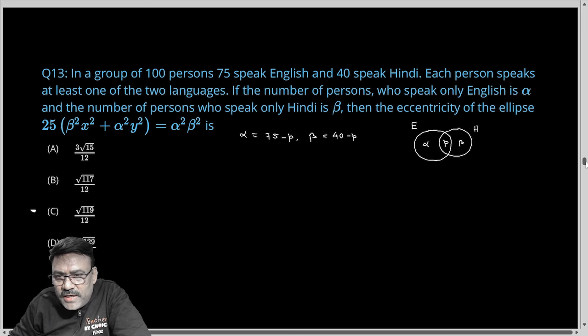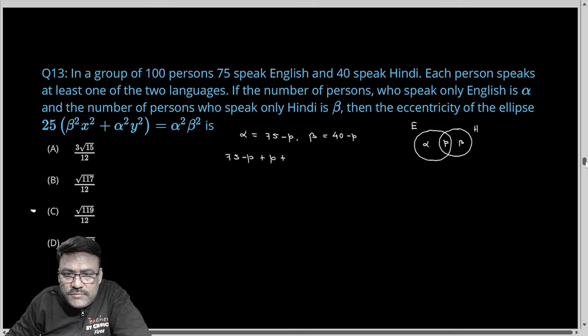Now obviously if I add all three, 75 minus p, which is alpha, plus p, plus beta, which is 40 minus p, this should be the union, and the union is 100. So this p and p disappears. This gives you p is equal to 15. P is equal to 15. So alpha is 60 and beta is 25.